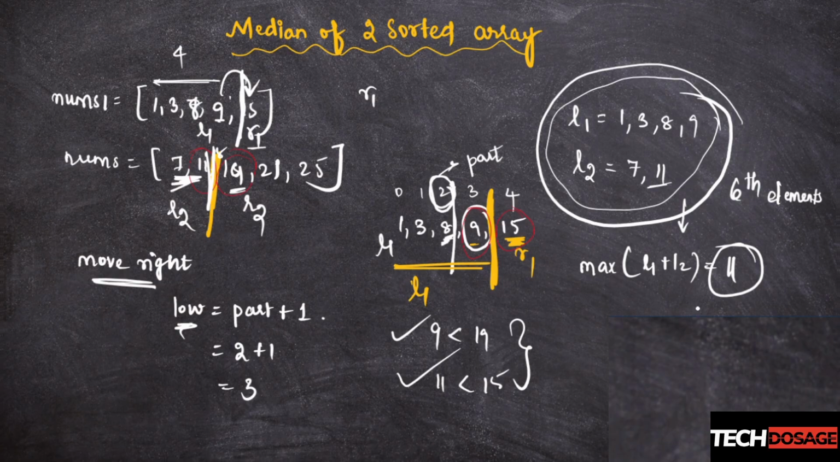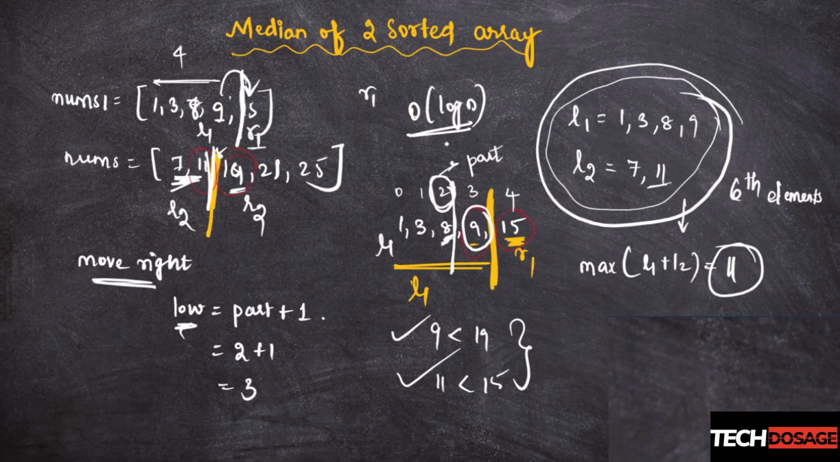So now you can see, did I take any extra space? Did I take any array to store? No, I didn't take any array to store any element. With the existing arrays, I just made a partition. And that partition was a binary search partition. We know that binary search takes order of log n time complexity.